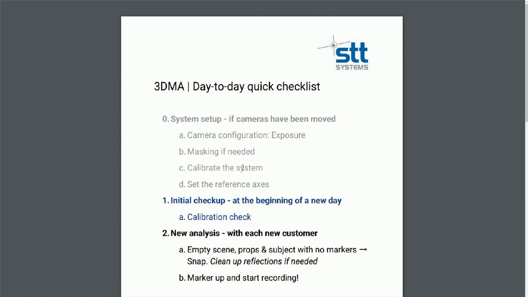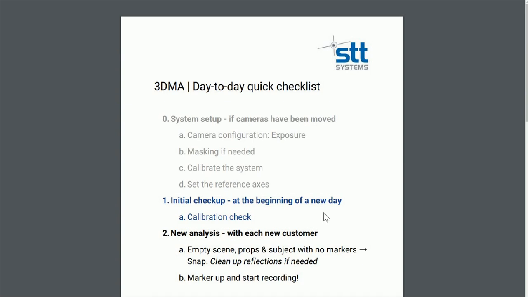First, to make sure that the camera configuration, particularly the exposure, is okay with the location. Second, to apply any masking if needed to avoid strong light sources like a window with sun and so on. Third, to calibrate the system, of course. And finally, to set the reference axis if we want to.